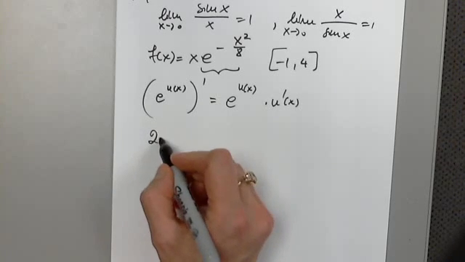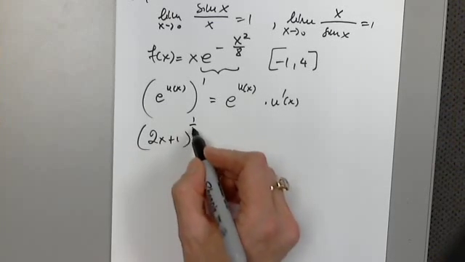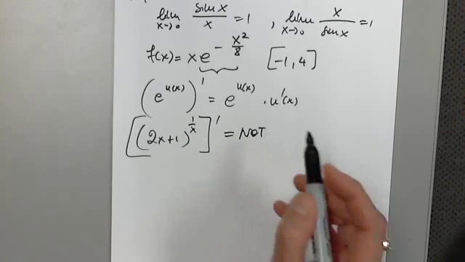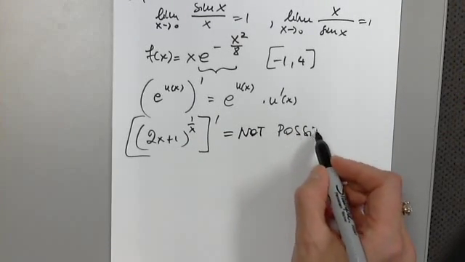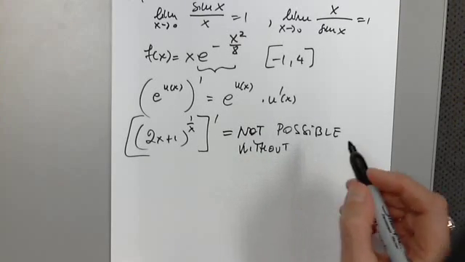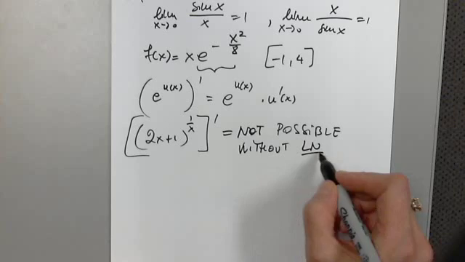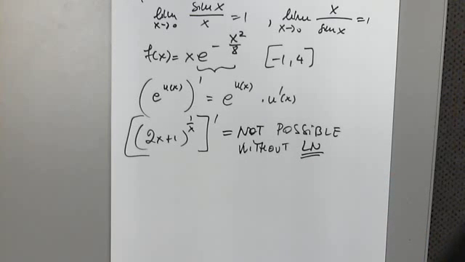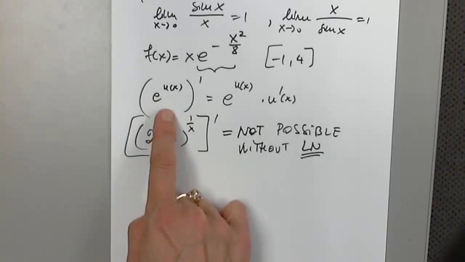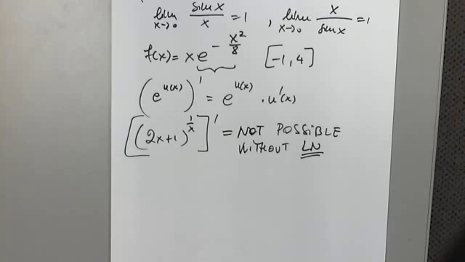Now, if I have 2x plus 1 raised to 1 over x, I do not have a rule for this. Not possible without natural log or log, doesn't matter, normally natural log. We don't have a formula for this, but we do have a differentiation rule or a formula for this one. So we do not apply, in this case, natural log.